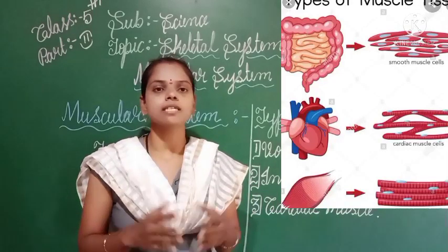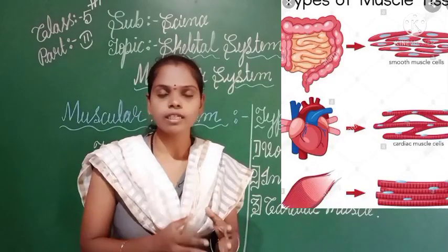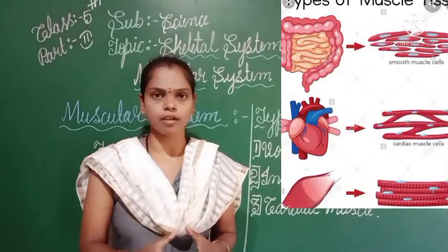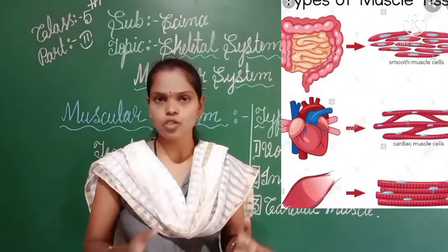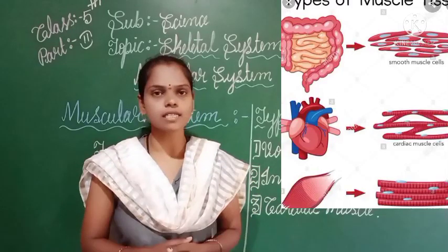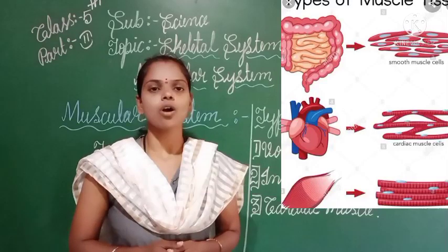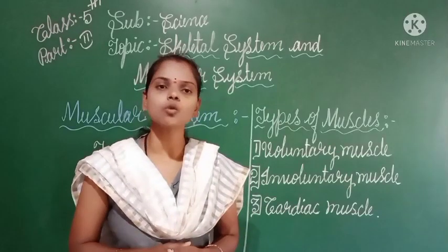For example, the stomach helps to digest the food, right? When there is a digesting process, the muscles work efficiently and cannot stop. These kinds of muscles are known as involuntary muscles. Involuntary muscles are also known as smooth muscles.